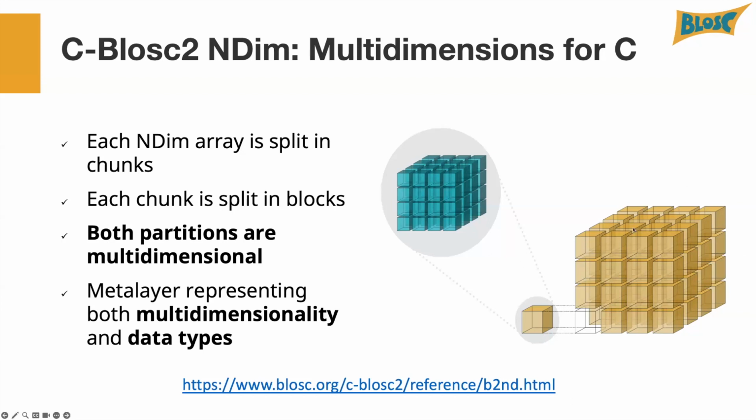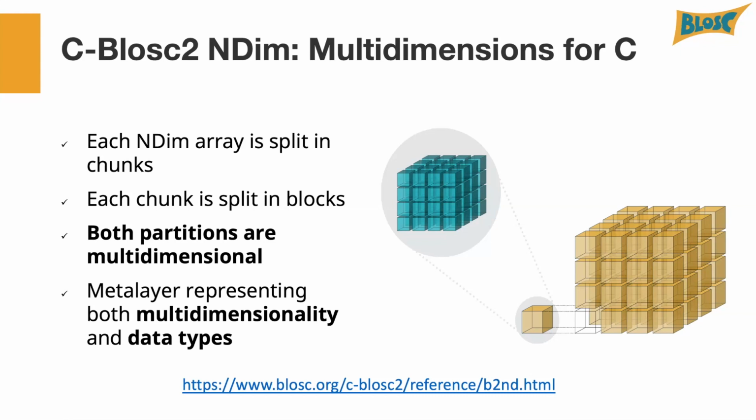So here we have in yellow the original dataset, and here is a chunk of this dataset. The addition of Blosc2 is that the chunk can be split on a second partition with also multidimensional blocks. So we have two different partitions, both fully multidimensional. You can see how it works in the reference here.